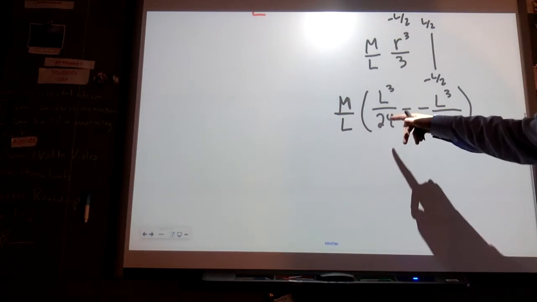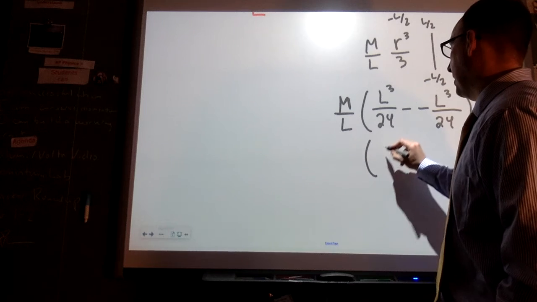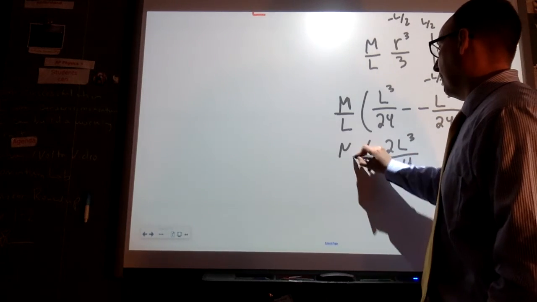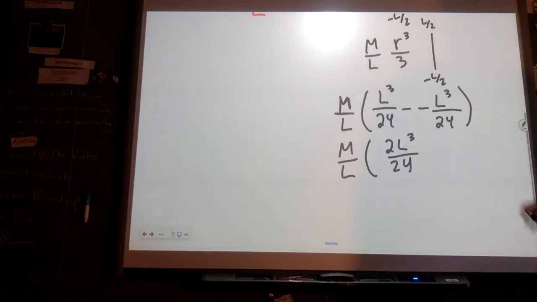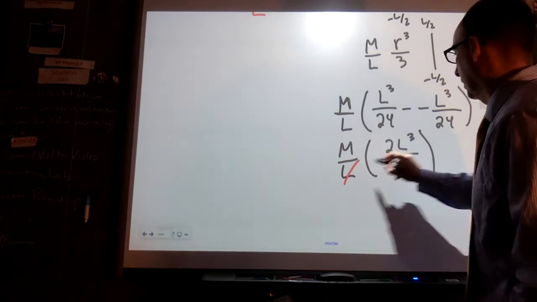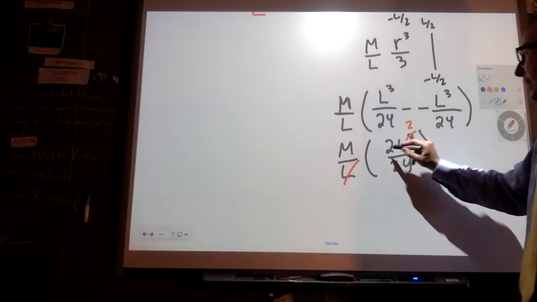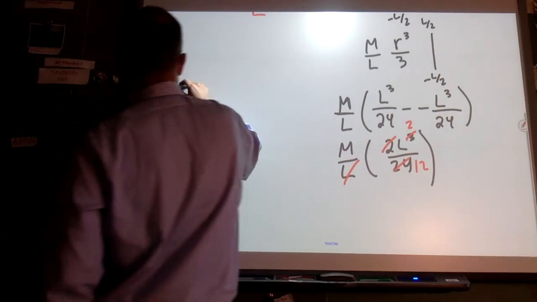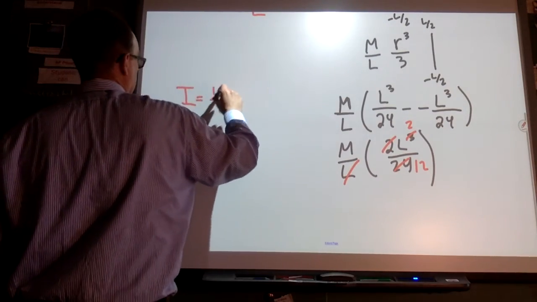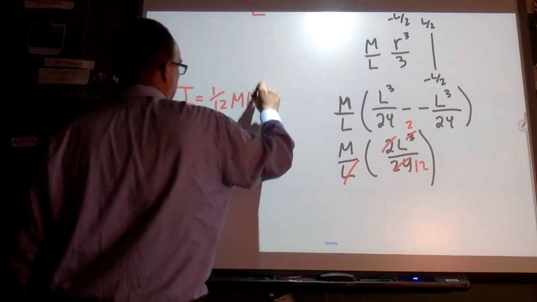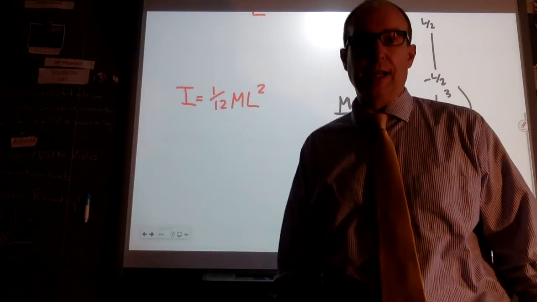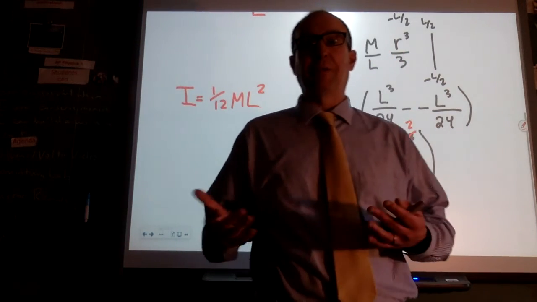All right, so when I add these together inside of here, I'm going to have 2 L cubed over 24 times M over L. I can get rid of one L, so my cube becomes a squared. I can get rid of a 2, so this will become a 12. And so I would say that the moment of inertia, spinning something about the center, is 1/12 m L squared. And that is what it is. Or that's what the value is.